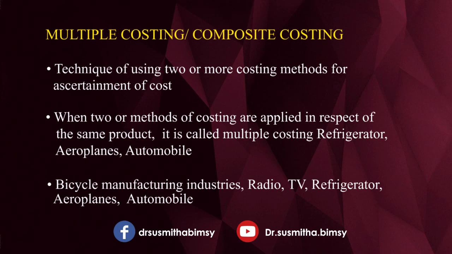Or we can say when the output comprises many assembled parts or components, such as television, electronic gadgets, the cost has to be ascertained for each component as well as the finished products, right? So such costing involves different methods of costing for different components. This type of costing is known as multiple costing or composite costing. It is a costing system where industries produce a number of components and then assemble them into a final product.